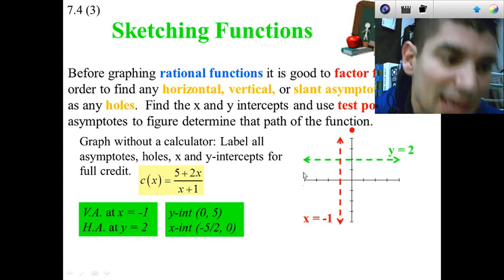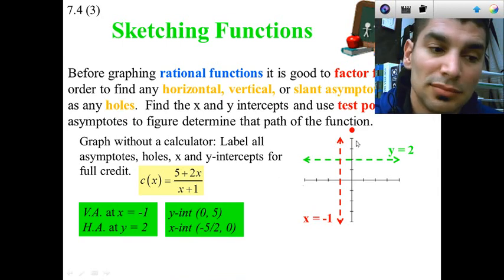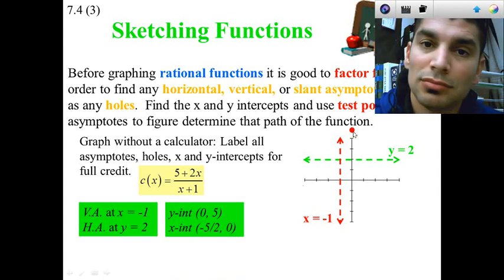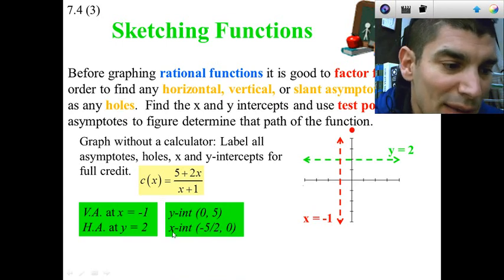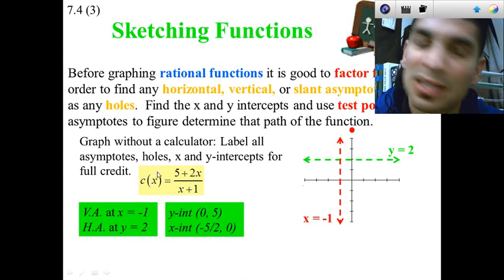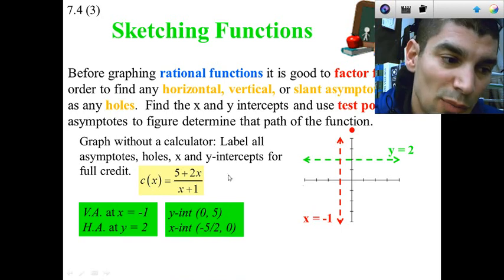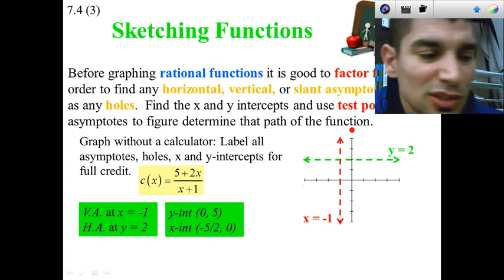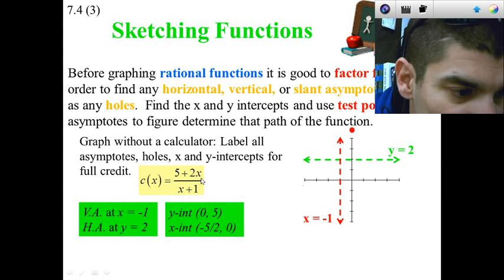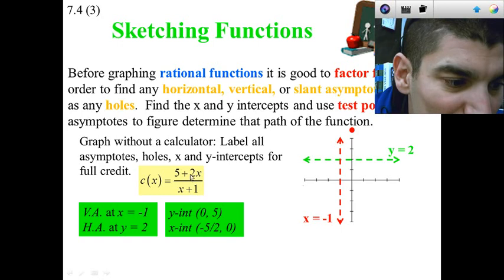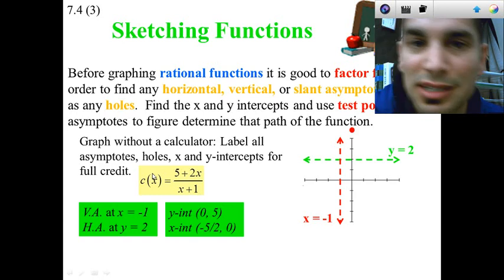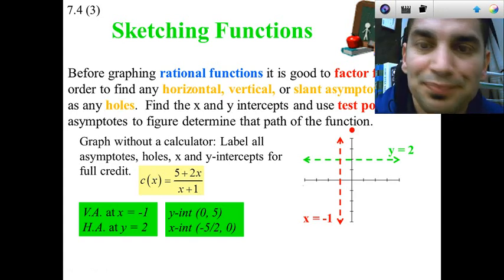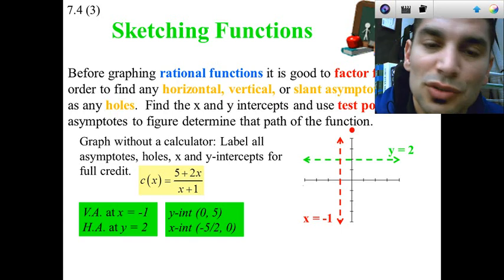What else could I do? I could say, well, if I want to find the x-intercept, where will this be equal to 0? Multiply by x plus 1. Where is the numerator going to equal 0? Well, if x was -5 over 2, the 2's would cancel, and you would have -5 plus 5, and that would make the numerator equal to 0. That's where the x-intercept is going to be. At x equals -5 over 2, 0. What does that mean? -5 over 2 is -2.5. This right here is where the x-intercept is.